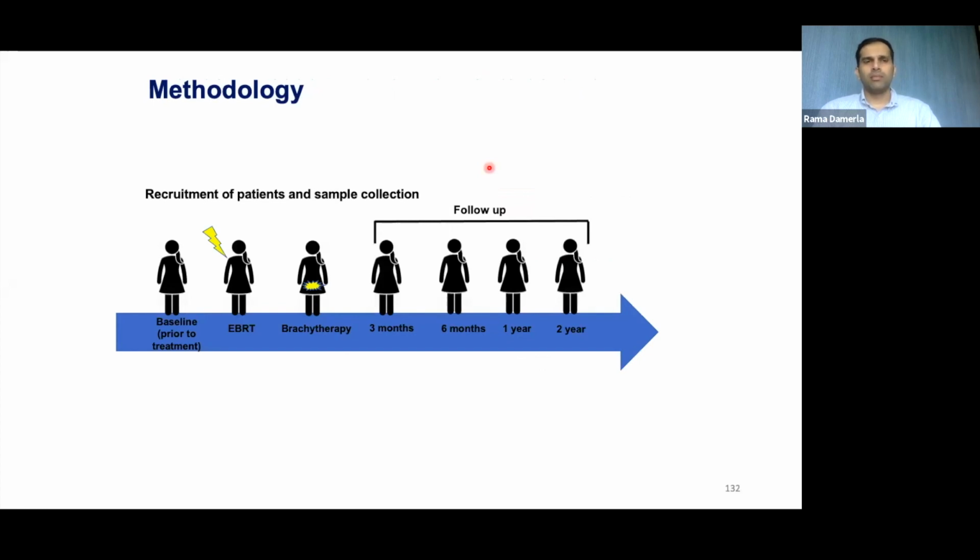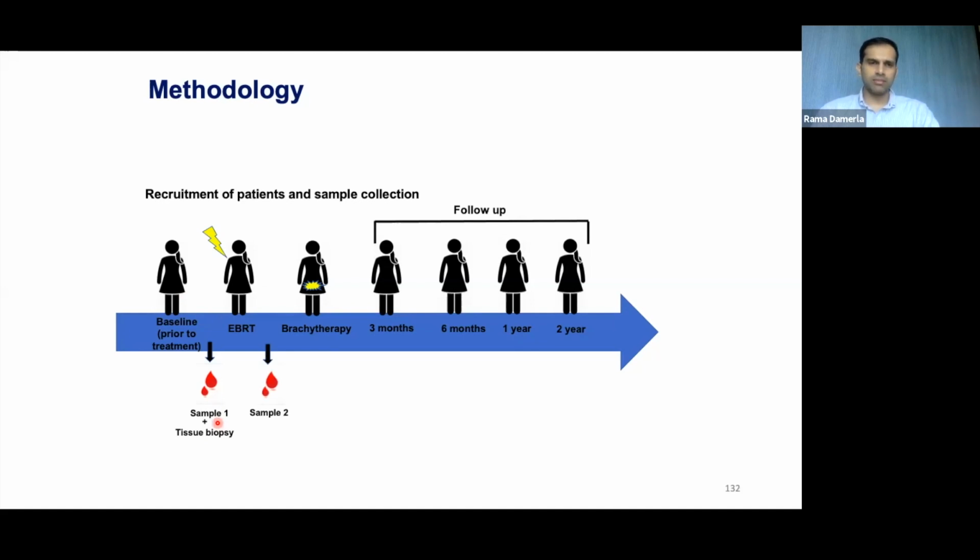So we have embarked on a study in cervical cancer. I have a PhD student who's working on this. We recruit cervical cancer patients, and we take blood samples and tissue samples at every stage. When a cervical cancer patient comes into our hospital, we try to take a tissue biopsy and one blood sample. And then from then on, we only take blood samples.